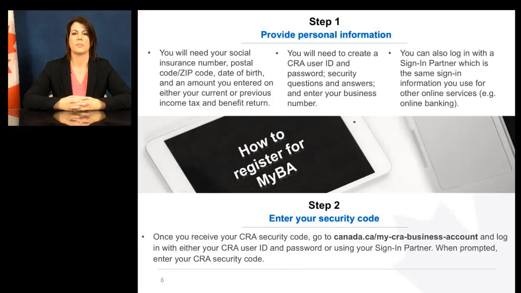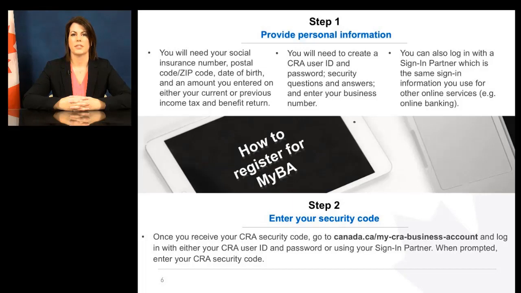You will need a business number to access My Business Account. You can register for a business number online through our Business Registration Online Portal, also known as BRO. For more information and to check if you are eligible, go to canada.ca/taxes and select My Business Registration from the options.